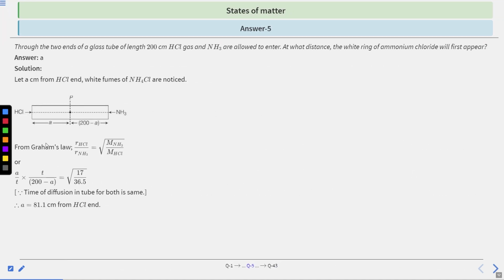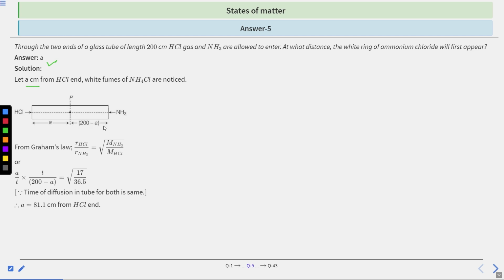Okay, so the correct answer is option A. Let A centimeter from HCl be the distance where white fumes of NH4Cl are noticed. We suppose the answer first. This is the vessel, this is the glass tube. Here HCl is entering, here NH3 is entering. Let's suppose at A distance, a point where the white fumes of NH4Cl are noticed is located.